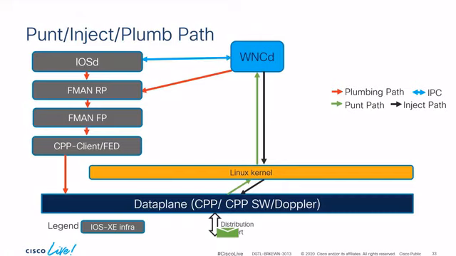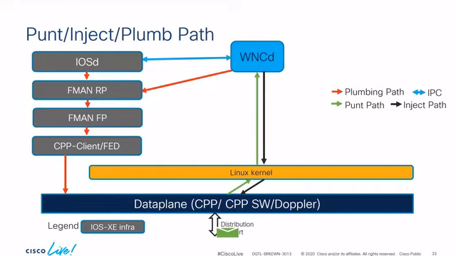WNCD, after it has done its processing, will synchronously respond and inject the response packet back into the Linux kernel and out through the data plane. Asynchronously, WNCD also will be doing other communication, or for that matter, any process you had would have other communication that it has to do. It would have to communicate with other processes like ISD in this case, so an inter-process communication channel exists.